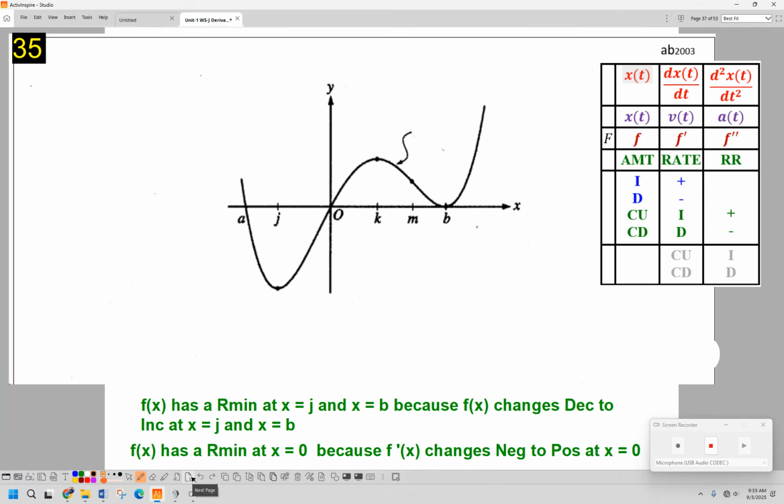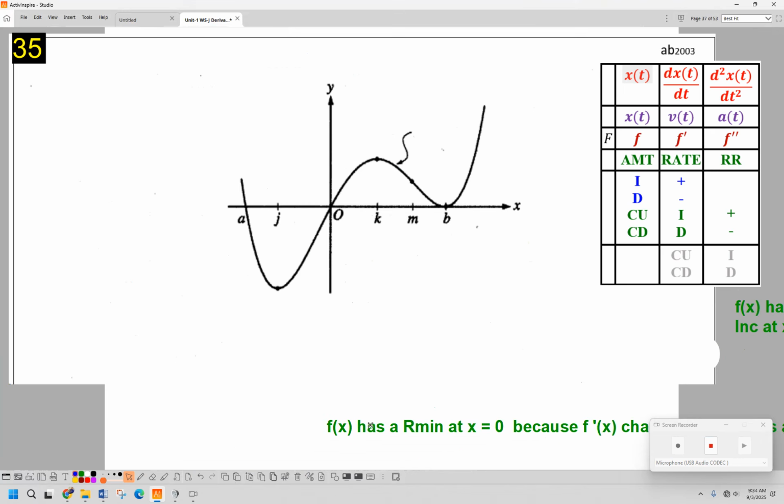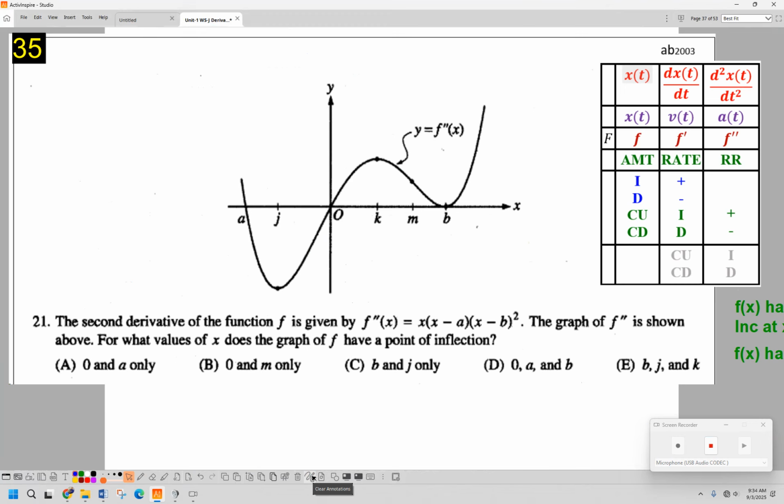Okay, we're going to go ahead and answer the actual question now. Got some practice with that. Okay, it says the second derivative of the function f is given by this equation. I don't stop to read the equation because I don't really need it. I have a picture of f double prime right there. For what values of x will the graph of f have a point of inflection?